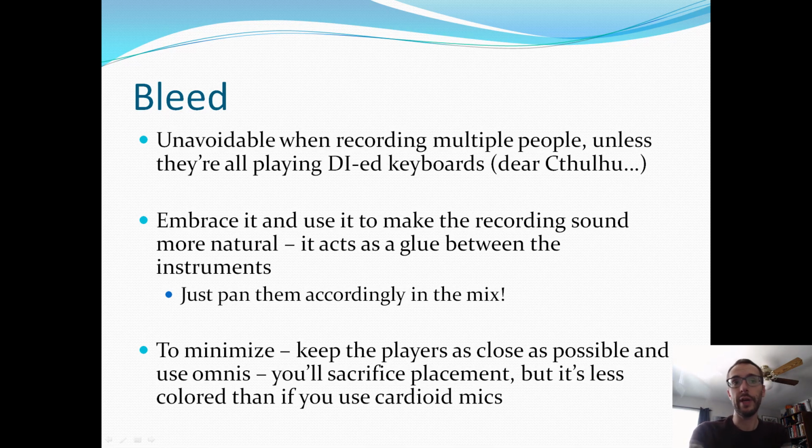To minimize bleed, you can keep the players as close as possible and use omnis. You will sacrifice placement, but it's less colored than if you use cardioid mics. That's one way to do it. It's not my preferred way, but that's what the book recommends. If you really want to minimize it, record a scratch track, then do isolated tracks.